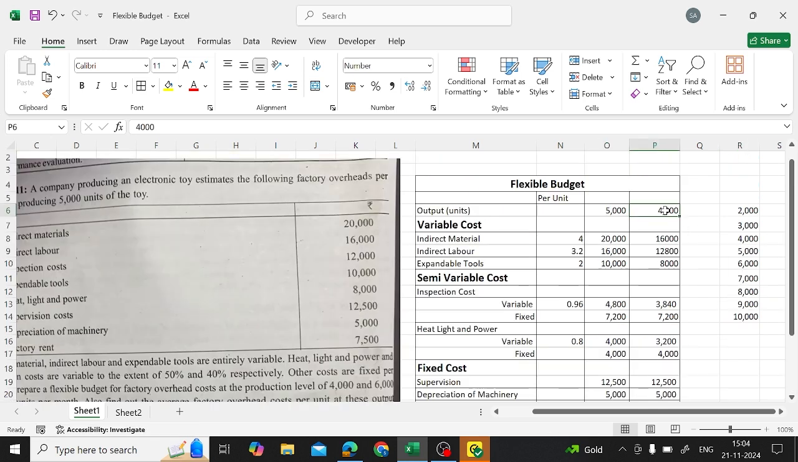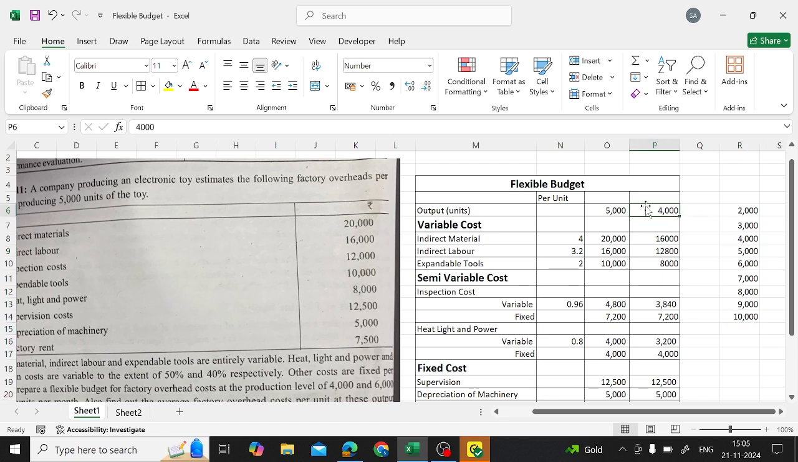Now we have to calculate the total cost for the 6,000 units also. So we don't need to do all the calculation again. How you can do this is, here I will bring some list where I can choose the output in units, and by choosing the output in units I can get the total cost. For that, you have to make a list here. For example, I want to find out the total cost at 2,000, 3,000, 4,000 units. So write some figures here. So I'm taking up to 10,000.